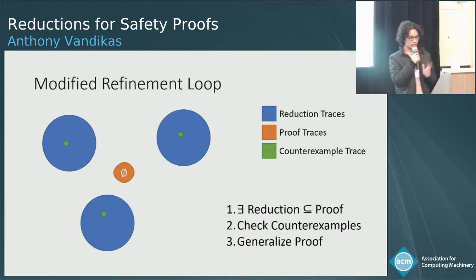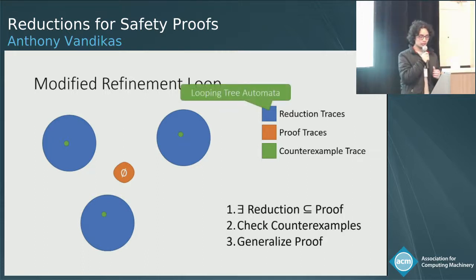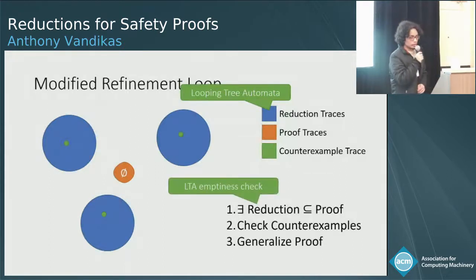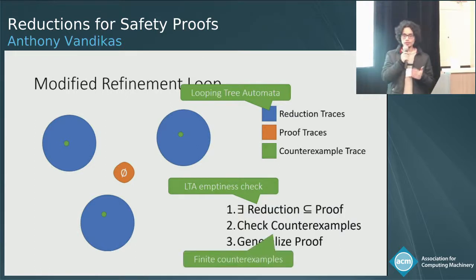So going back to the top level, we have this modified refinement loop where we represent our set of reductions using infinite tree automata, specifically looping tree automata. The proof check reduces to an emptiness check on looping tree automata. And our counterexamples are in fact finite, despite the fact that we have an infinite number of reductions, due to this special property of looping tree automata.